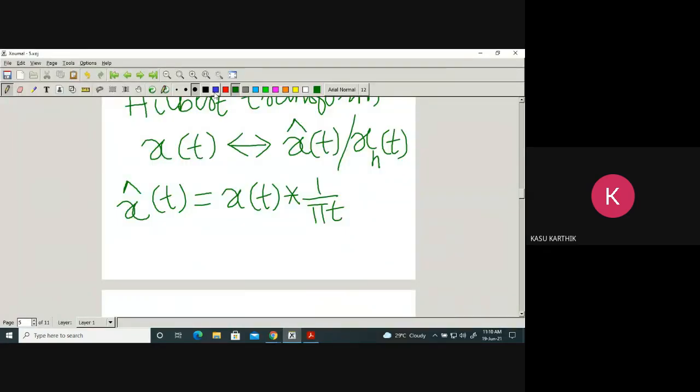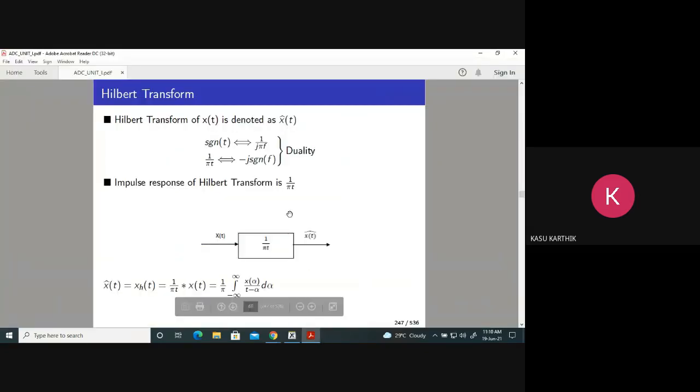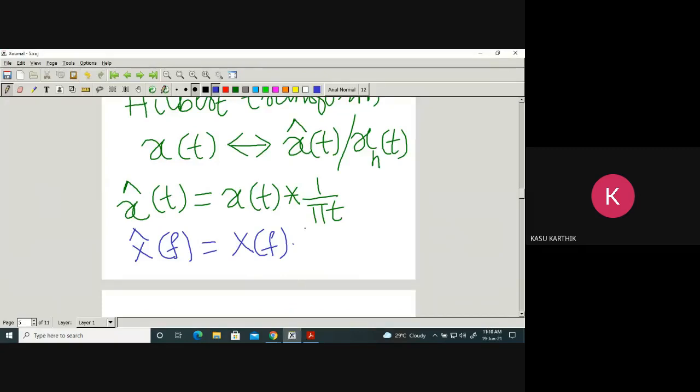By using the Fourier transform property, convolution in the time domain becomes product in the frequency domain. So what is x hat of f? It is X of f into the Fourier transform of 1 by pi t, which is minus j signum of f. So it is X of f into minus j signum of f.